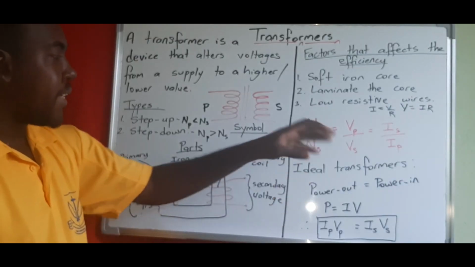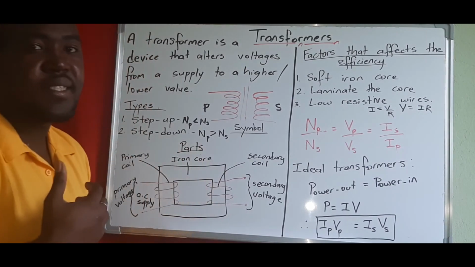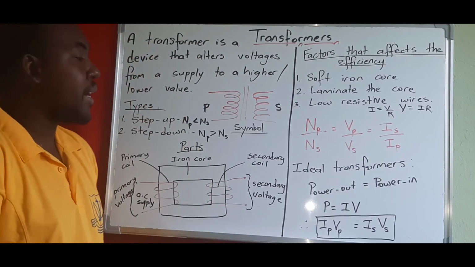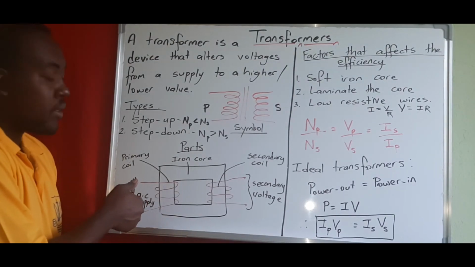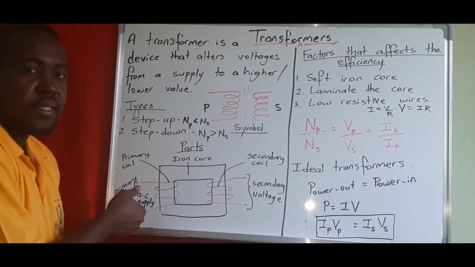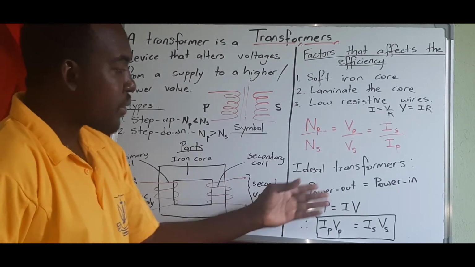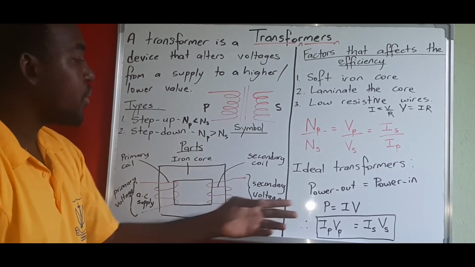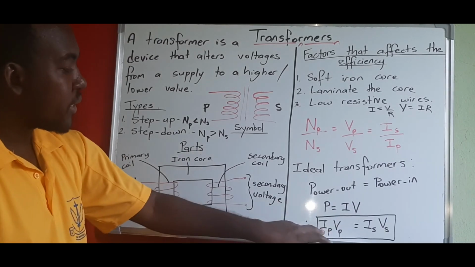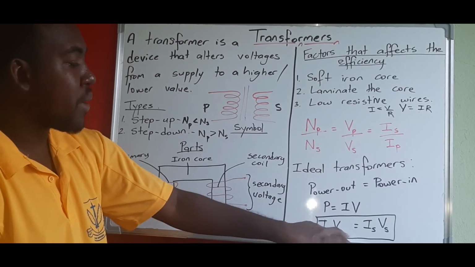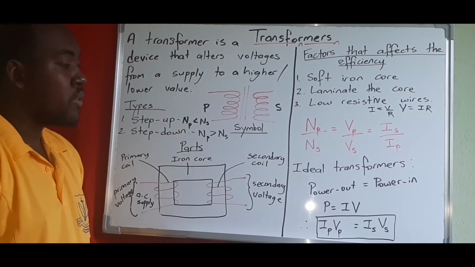So for ideal transformers, there is something that is important. Ideal means that it's 100% efficient. And if it's 100% efficient, then the power that's inputted on the primary side is going to be the power that exits the secondary. So power out is equal to power in, right? And we know that power is equal to I times V, current times voltage. So therefore, the current in your primary times the voltage in your primary is equal to the current in your secondary times the voltage in your secondary.